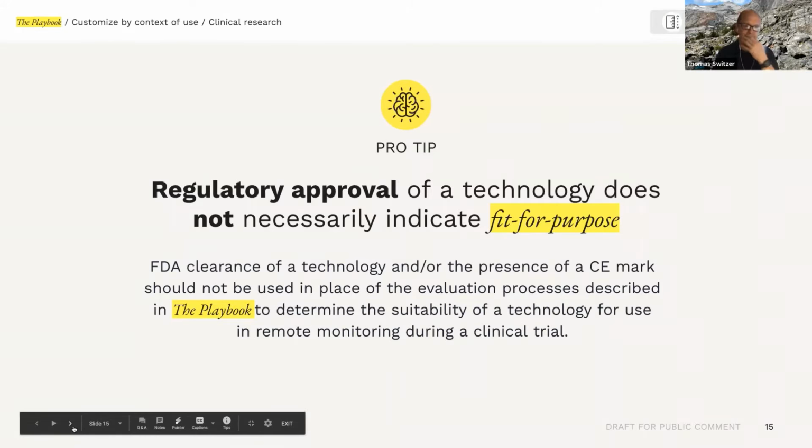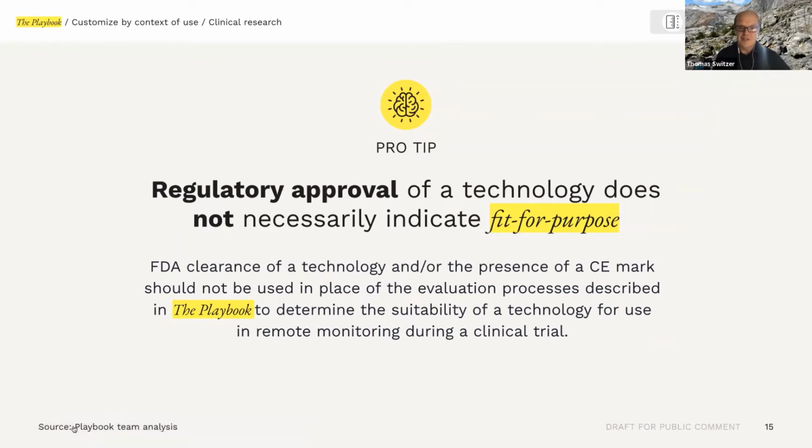Just touching on the one about regulatory approval of technology. Again, it doesn't indicate fit for purpose whether it's got a 510K clearance. I mean, there are no devices that are approved for clinical trials. 510K means it has an intended use. And largely, in some cases we like a 510K because it indicates there's a QMS system.